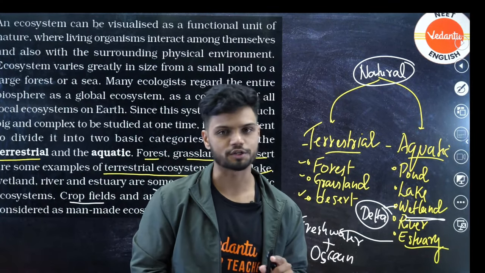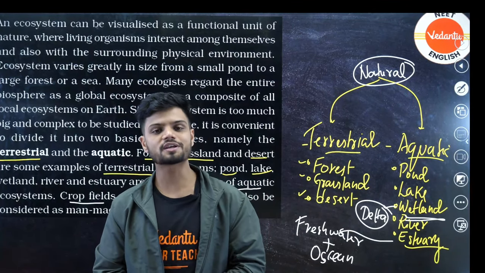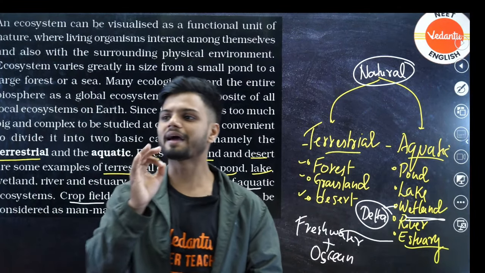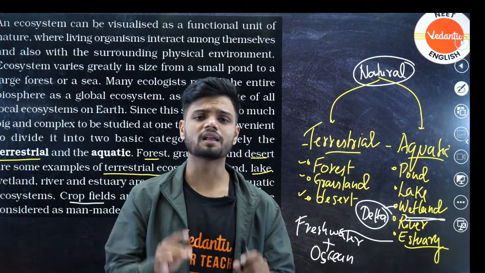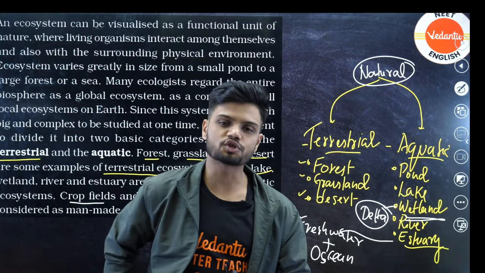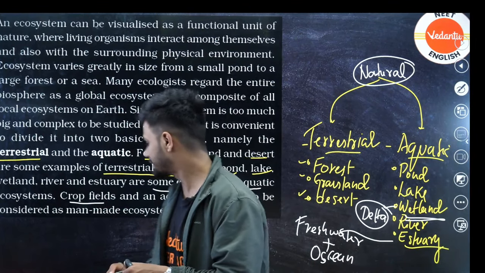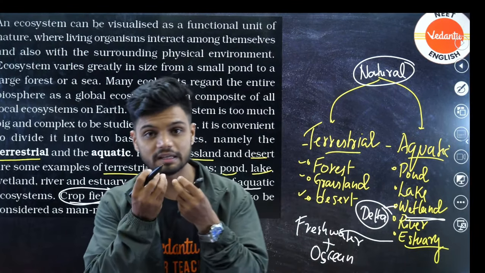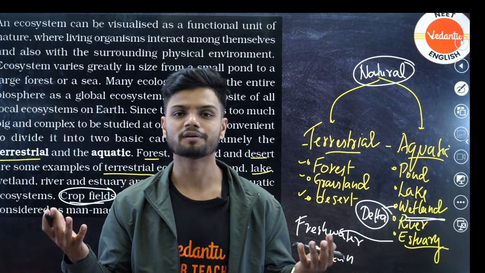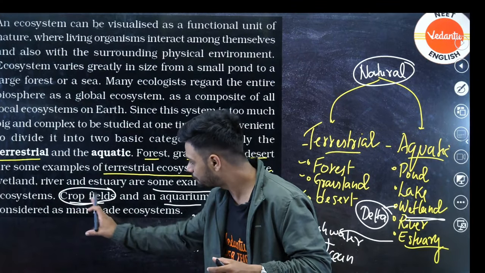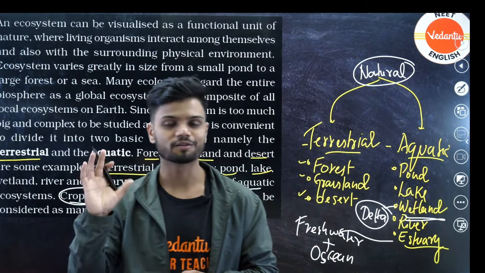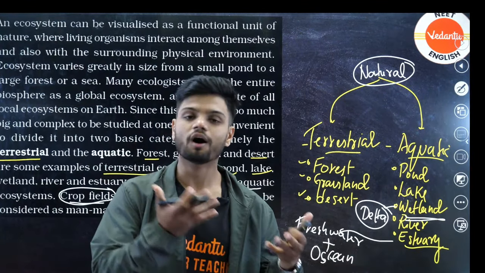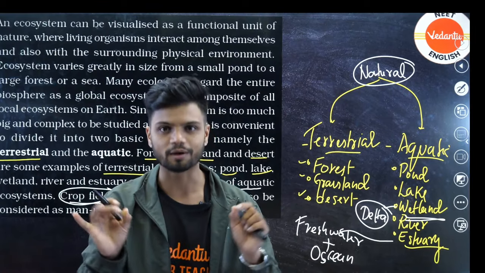Now, I'll ask you one more question, a beautiful question. Which is the largest artificial ecosystem? Can anyone in the chat tell me? Can Sangeeta tell me which is the largest artificial ecosystem? The answer is very simple. It is nothing but your field crops. Field crops are actually the largest because we need food. In India, we need a lot of food, right? So, your crop field is actually the largest ecosystem. Similarly, we also have plantations, tea plantations, right? Coffee plantations. All of those are also artificial ecosystems.